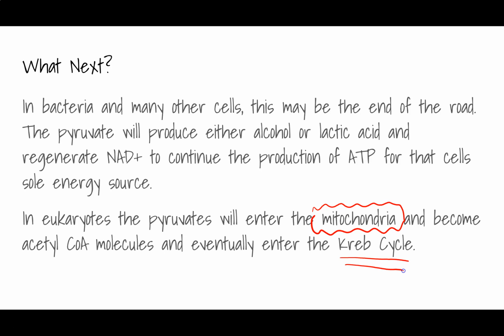We're going to get the Krebs cycle involved. We're going to get the electron transport chain involved. We're going to form a molecule called acetyl-CoA. We're going to get that involved. So let's see where we're at.